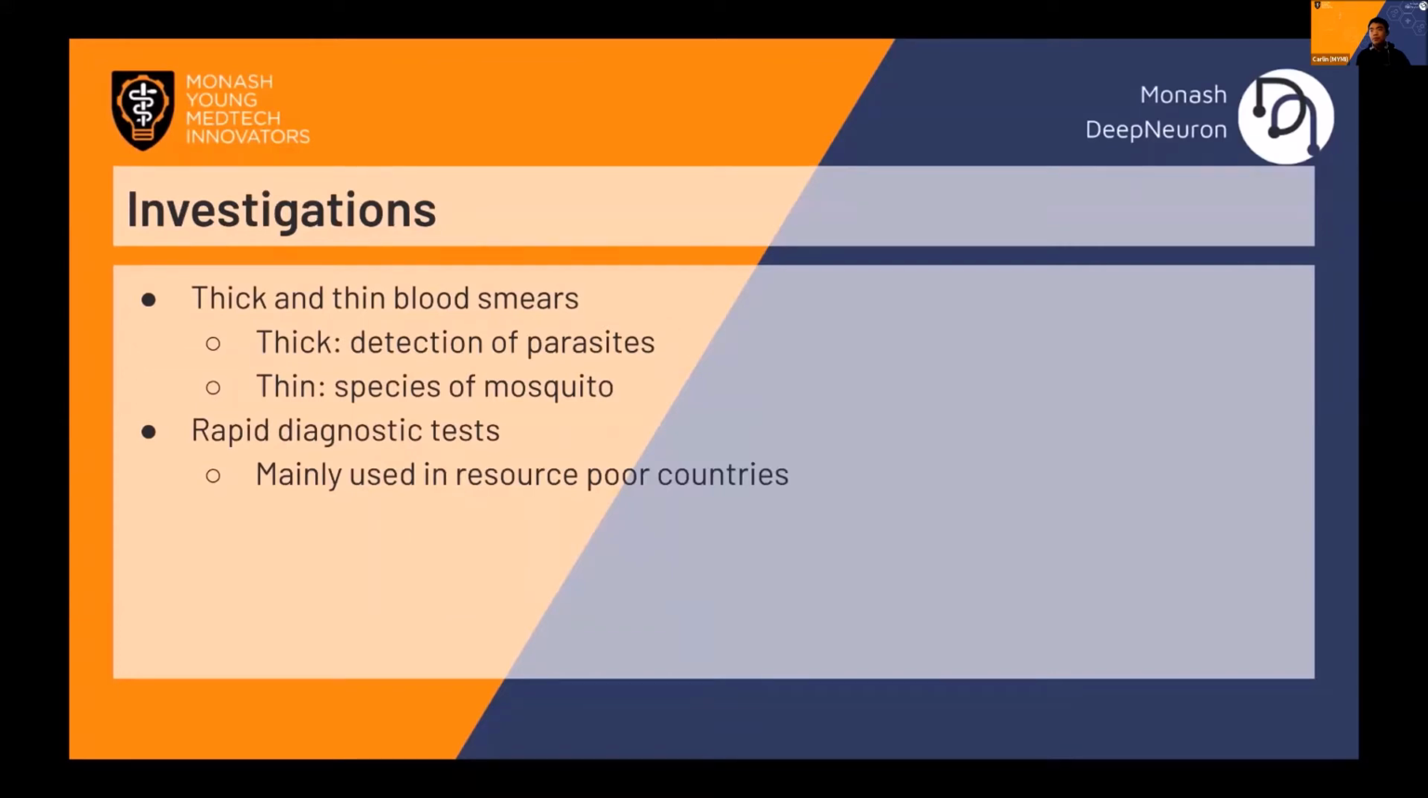Another point to note is that there are also rapid diagnostic tests that are used in resource-poor countries that don't have access to a laboratory. However, because we're in Australia, we usually have access to a lab, so we don't really use those. We use the thick and thin blood smears.